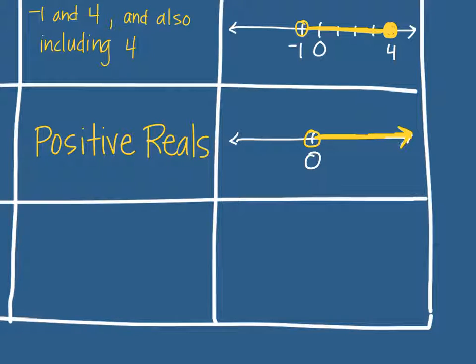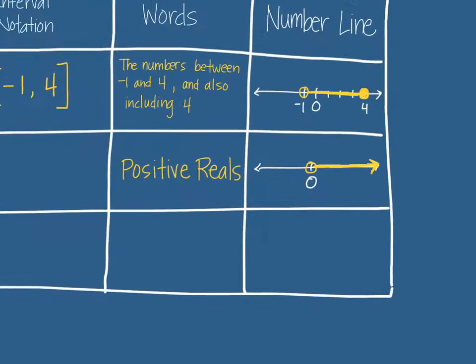Now, do we include 0? Is 0 a positive number? Is 0 a negative number? 0 is the only one that's neither positive nor negative. So it's not including 0, so we want to make sure we leave it open because it only says positives. If they wanted to include 0, it would have to say positive reals and 0, or including 0 or something, but we're not including 0. So that's how you draw that on a number line.